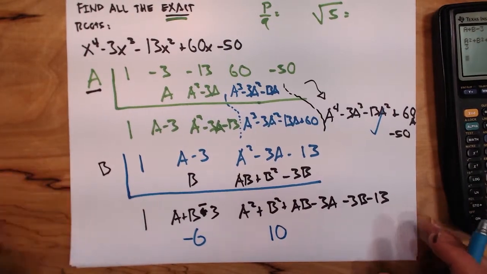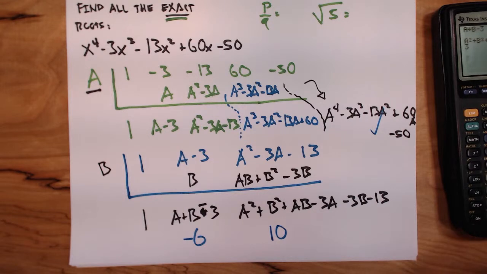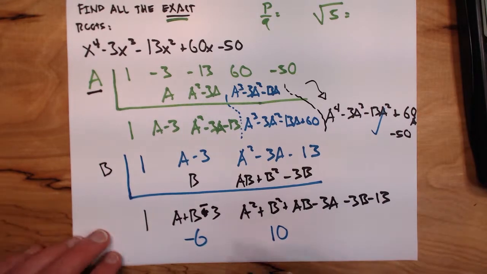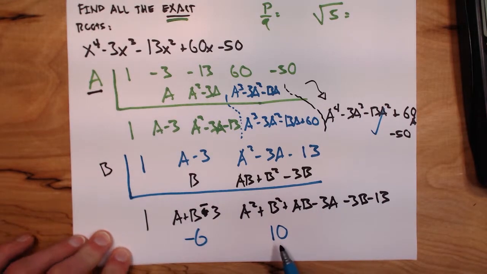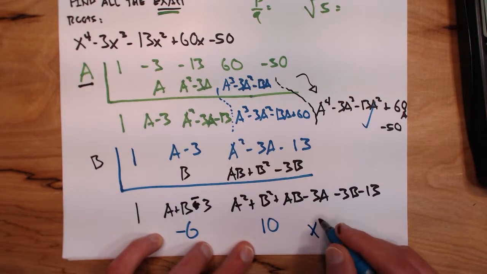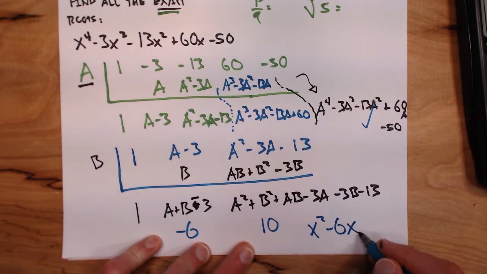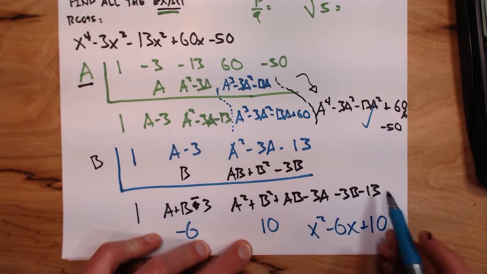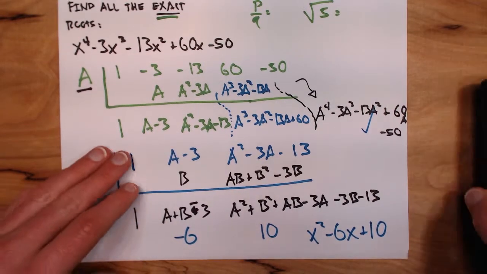10. So I can do math past 10 o'clock at night. That's a good sign. I'm not super old yet. So 1, minus 6, and 10. So that means that our depressed polynomial is x squared minus 6x plus 10. So our next job is to find the roots of this guy. So we're on the right track here.